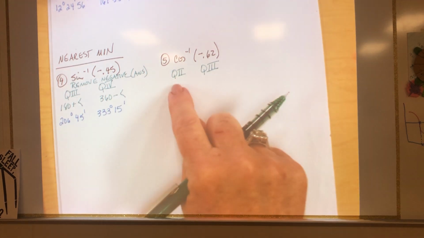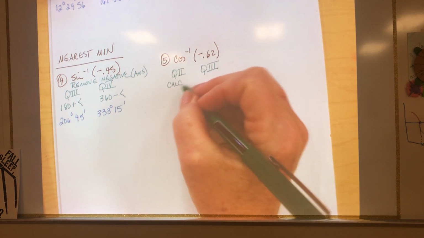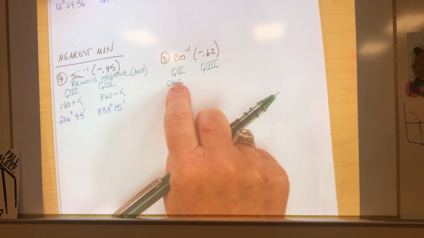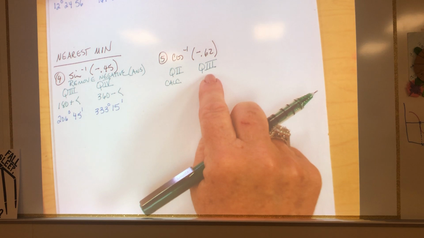Yeah, this guy right here is my calculator. Now here's where the issue is going to come in. You're going to have to figure out what the reference angle is. To put it in quadrant three, I have to add the reference angle to 180, all right?